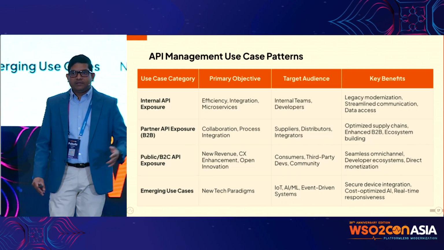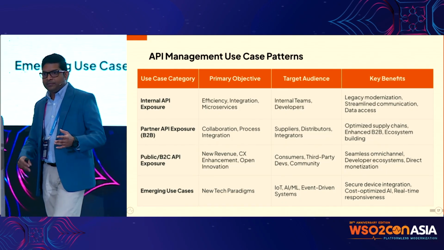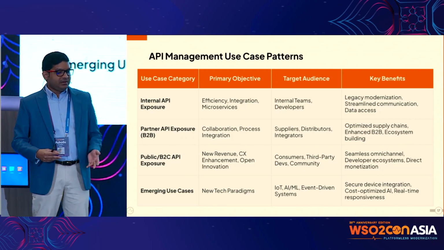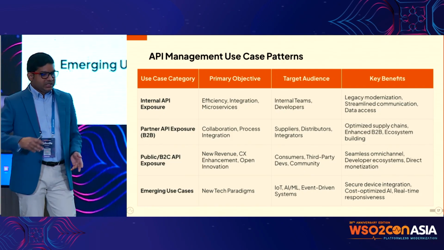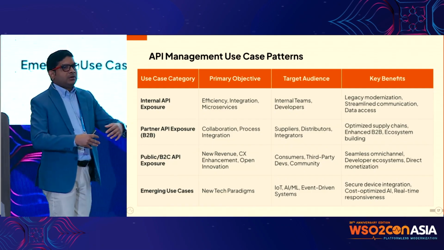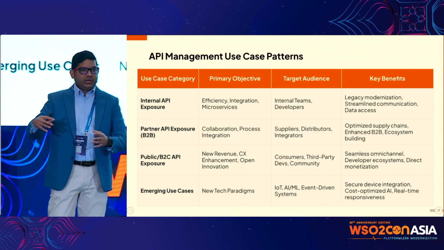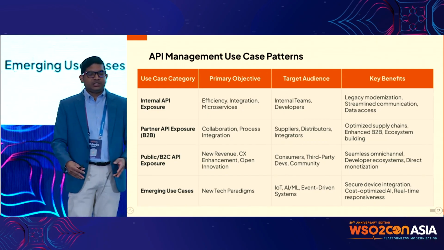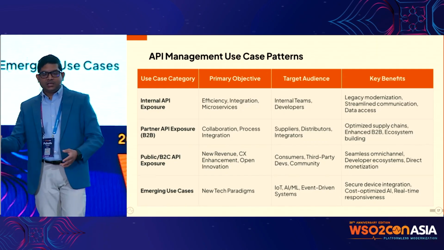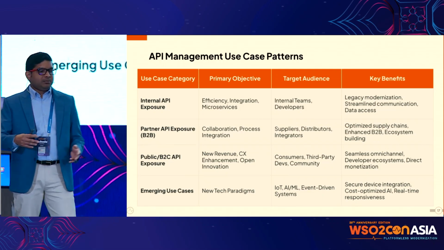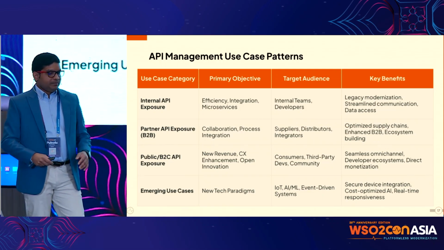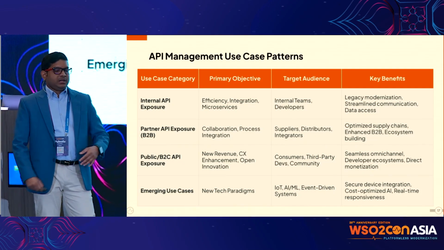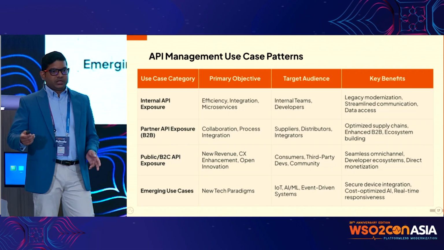And then you have the emerging use cases, which cover IoT, AI, ML, and event-driven systems as well. This covers how you secure and utilize AI services, how you use real-time system integration, and event-driven architectures likewise. So these are some of the use cases. This is the high-level use case pattern you can find in any API management landscape in today's world.